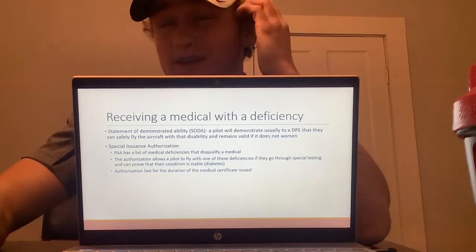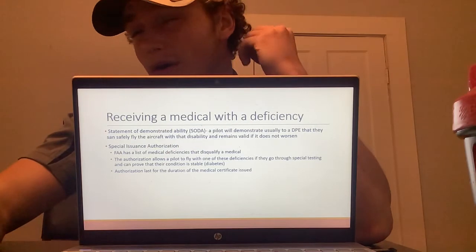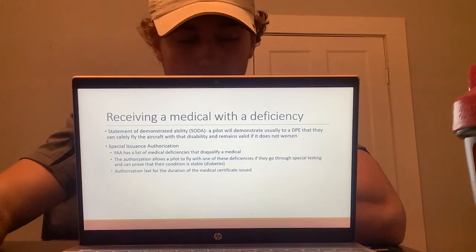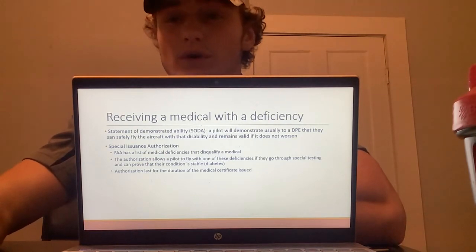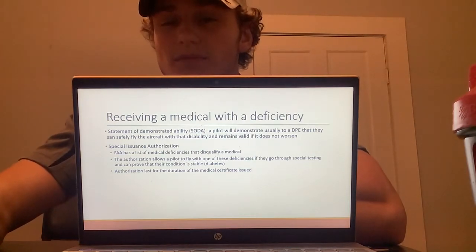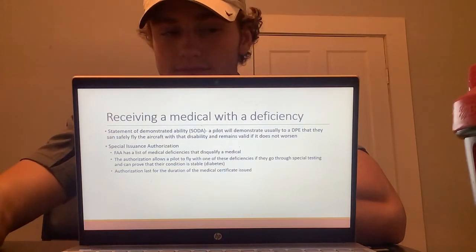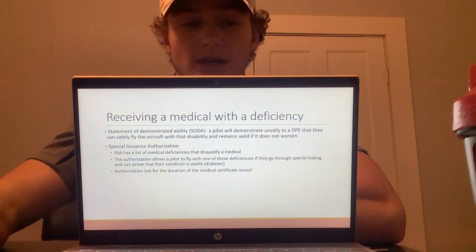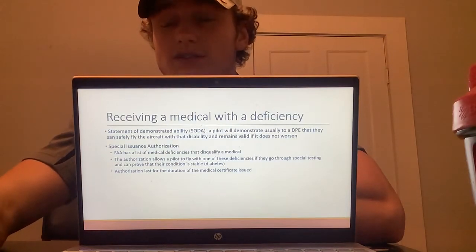The FAA has a list of 15 deficiencies or more that are actually listed in the regulations that will prevent a pilot from getting a medical. One of those being diabetes. It's a really common example because pilots, as long as they can go to their doctor and show that this deficiency is stable, that it won't cause harm, and they go through special testing from the FAA, the FAA will issue this authorization on their medical certificate, allowing them to fly.